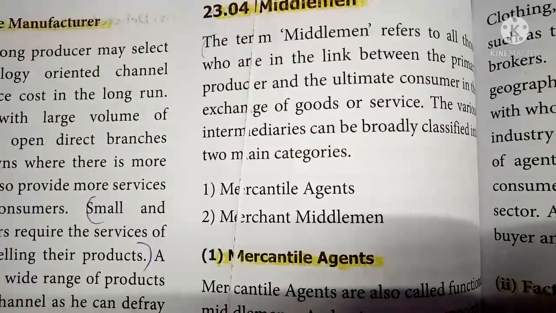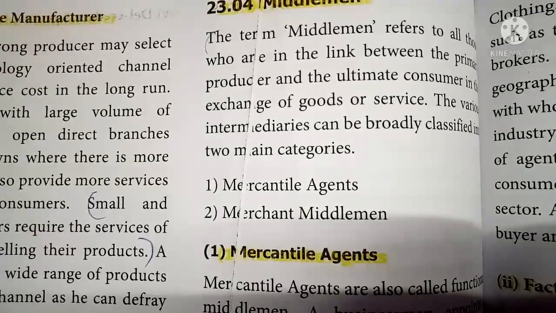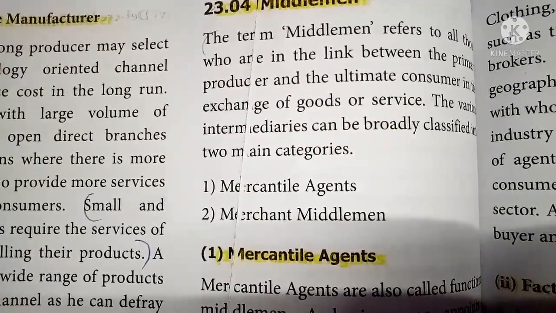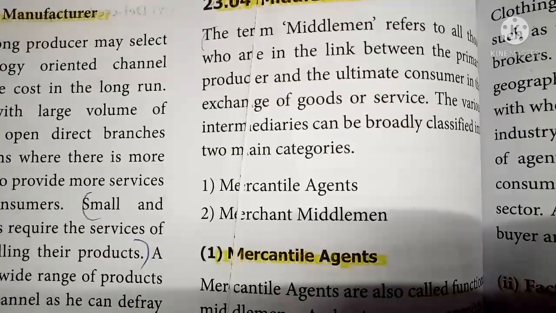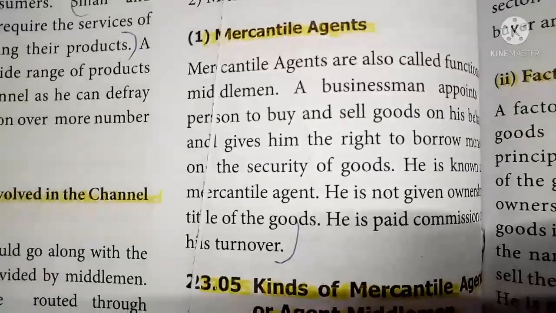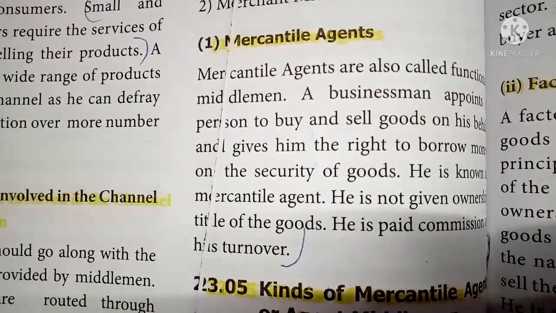There are broadly two types of intermediaries in exchanging goods and services from the manufacturer to the consumer, that is, mercantile agents and merchant middlemen. Mercantile agents are also called functional middlemen.